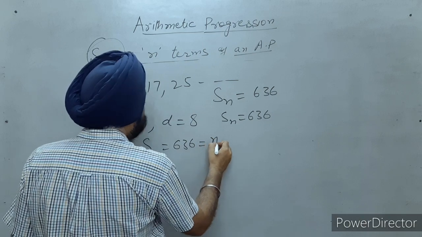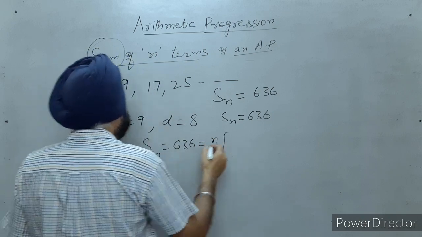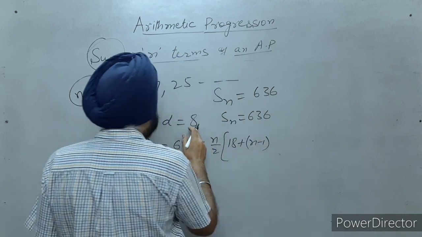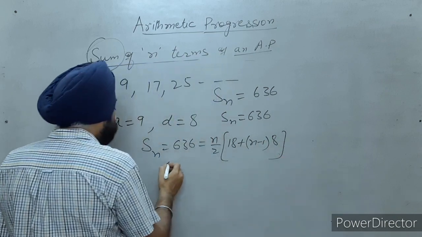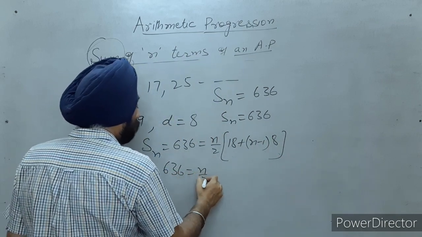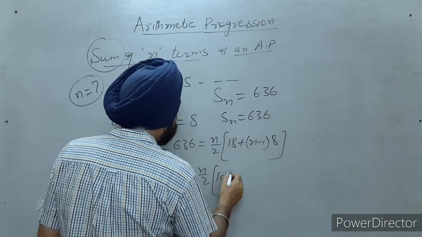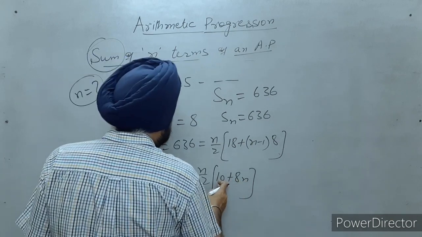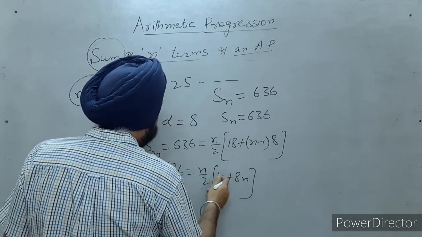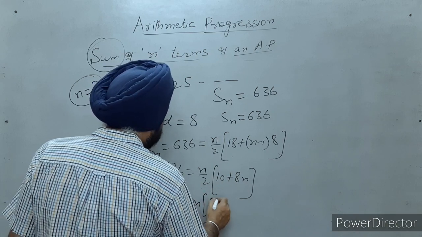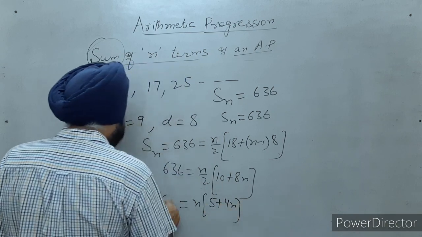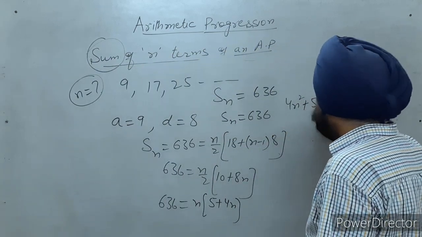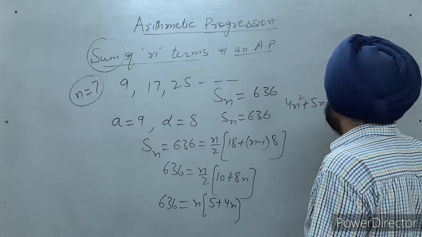It is n by 2. We have to calculate 2a, 2 into 9, 18, plus (n minus 1) into d, where d is 8. So 636 is n by 2 into (18 minus 8, 10, plus 8n). Right? We can take 2 common out of here. I get n into (5 plus 4n) is 636. I get a quadratic equation once again: 4n square plus 5n minus 636 equals 0.